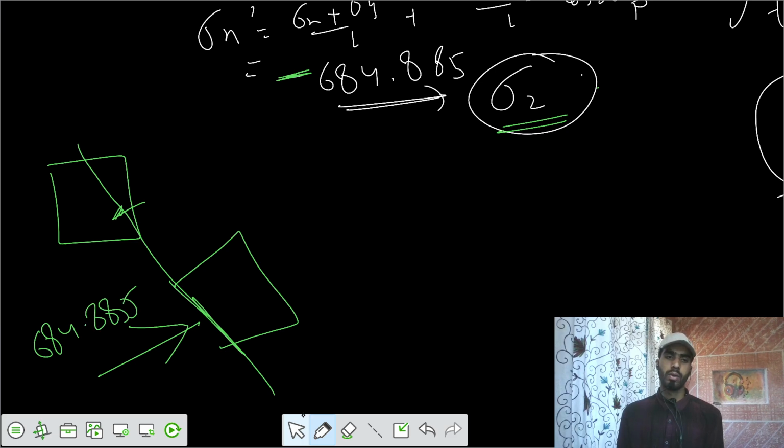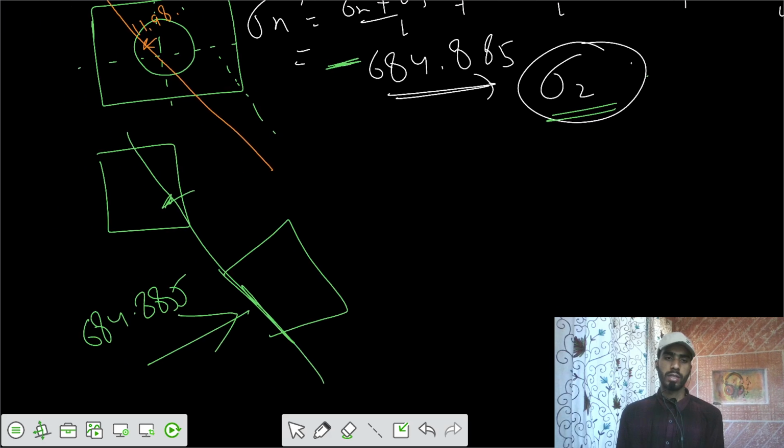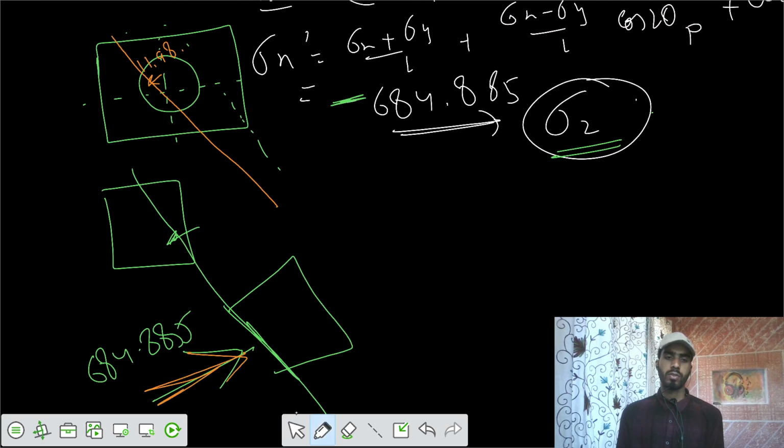So, let's say your circle was in this fashion. This was your element. Now you got some angle of 11.98, let's say from this reference line. On that, you have some compressive stress of 684, that is sigma 2. And similarly, on the other face, you would be having tensile stress of sigma 1, that is 1284.886 tensile.